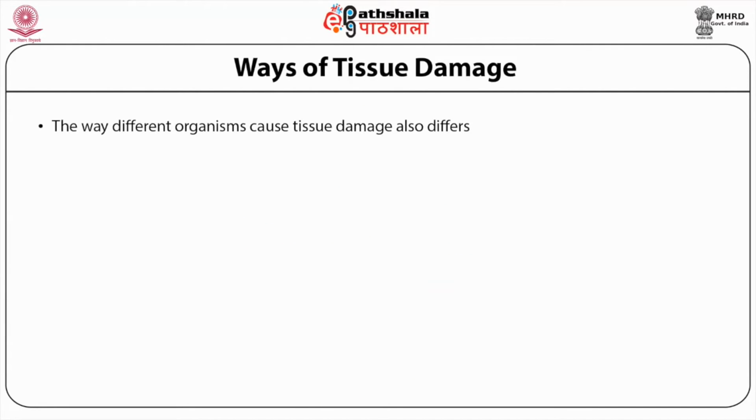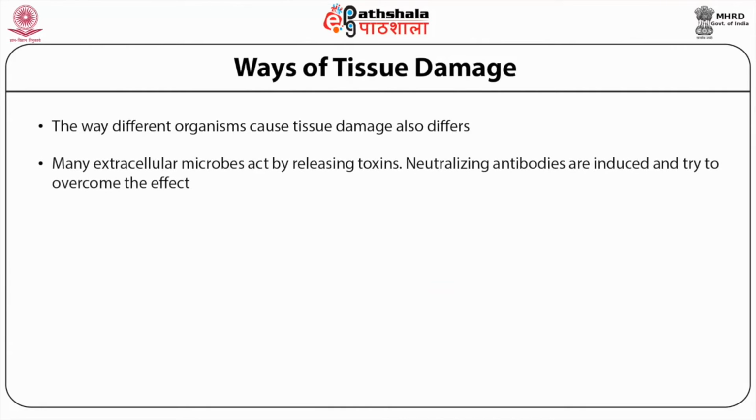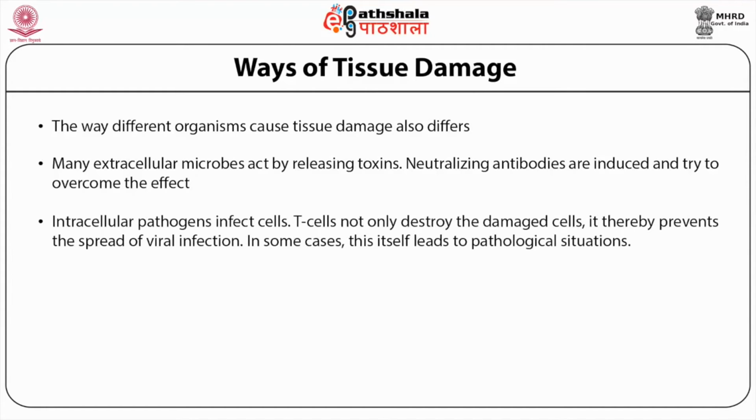The way different organisms cause tissue damage also differs. Many extracellular microbes act by releasing toxins. Neutralizing antibodies are induced and try to overcome this effect. Intracellular pathogens infect cells. T cells not only destroy the damaged cells, they thereby prevent the spread of viral infection. In some cases, this itself leads to pathological situations, though.